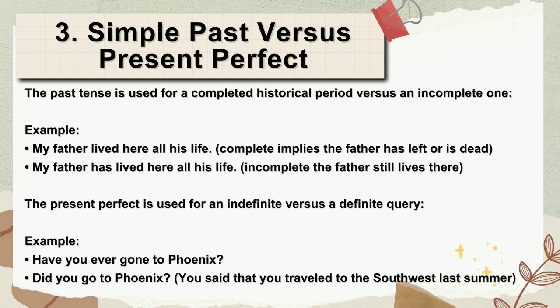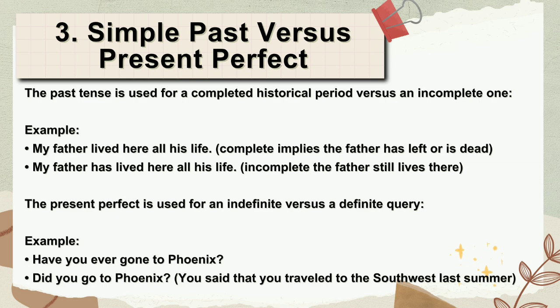So the present perfect is used for indefinite versus definite. For example, "Have you ever gone to Phoenix?" versus "Did you go to Phoenix?" So you said that you traveled to the southwest last summer. In fact, you almost have to have some shared knowledge with your listener to use the specific past tense in this sense of situation. Use of the present perfect in such a context does not permit a shared knowledge.